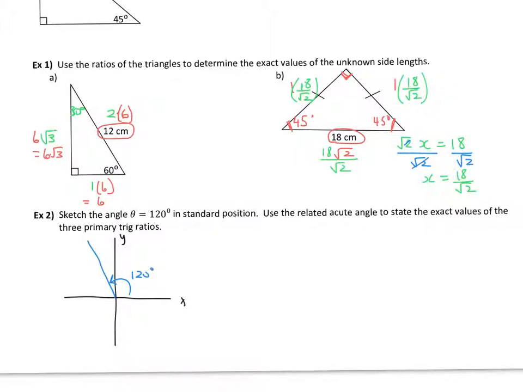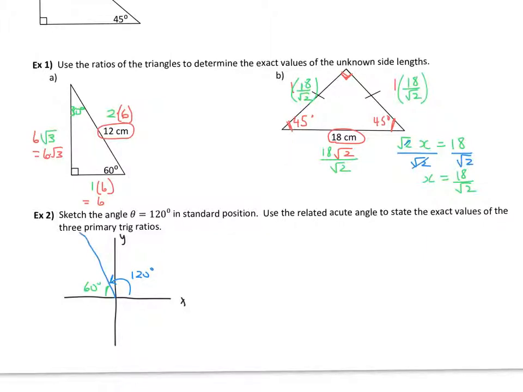Use the related acute angle. Oh, I got to figure that out. Well, the related acute angle is just this little guy down here. I know the whole flat line is 180 degrees. My related acute angle then would be 60 degrees because 60 plus the 120 would add up to 180 degrees.